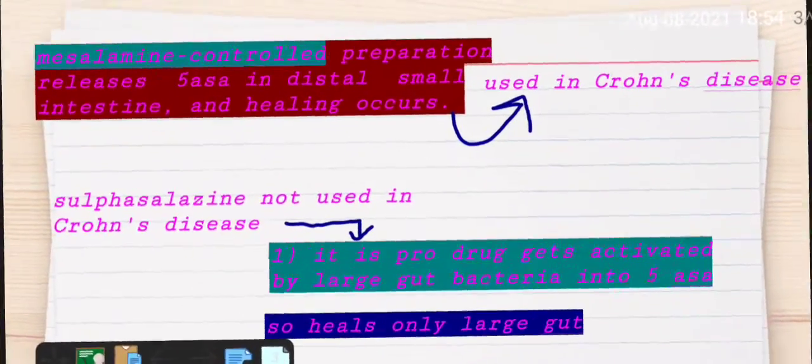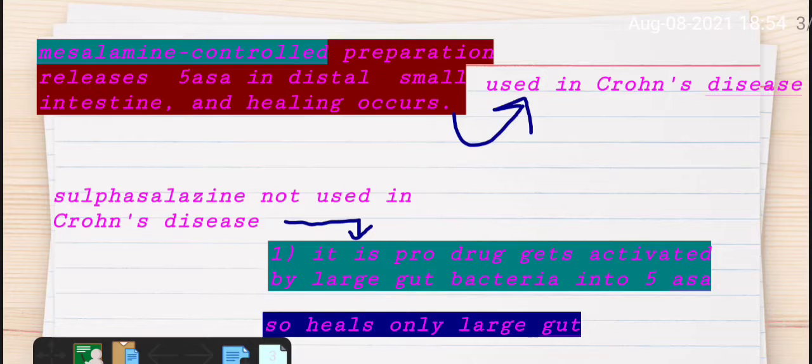Moreover, two drugs which I want to discuss are mesalamine and sulphasalazine. I want you to keep in mind that sulphasalazine is not used in Crohn's disease. Why? Because it is a prodrug and it gets activated by the large gut bacteria into 5-ASA, aminosalicylic acid, so it heals only the large gut.